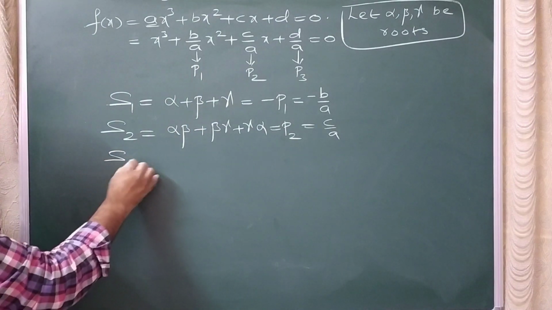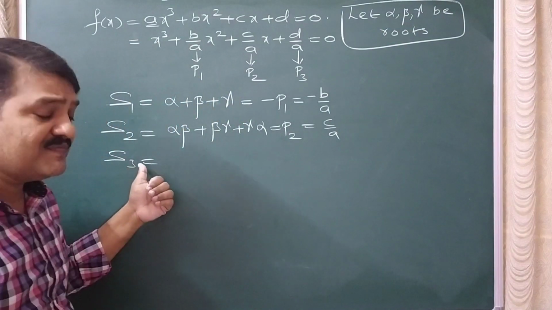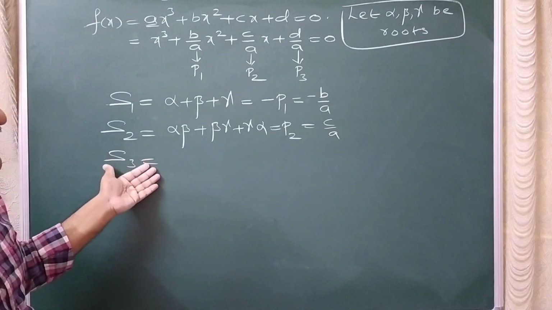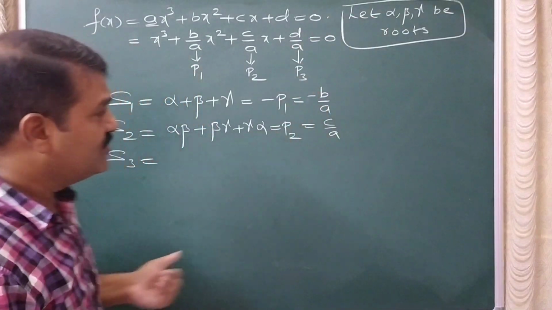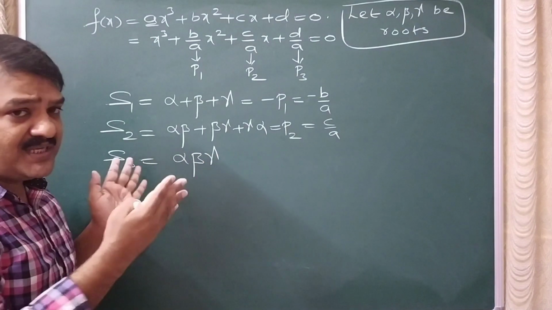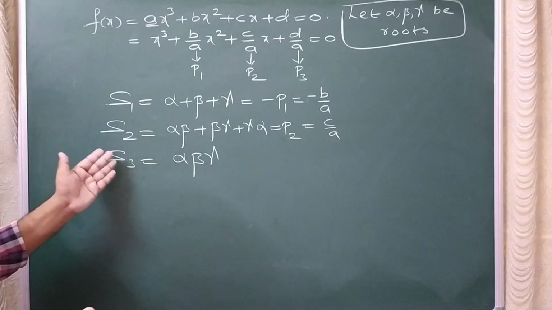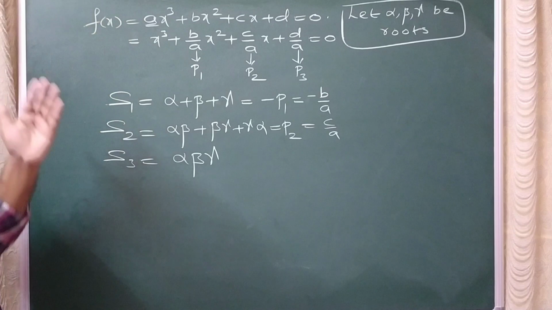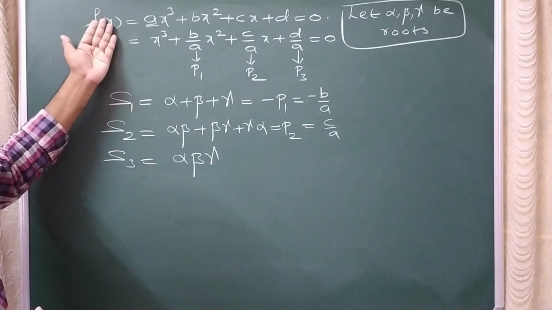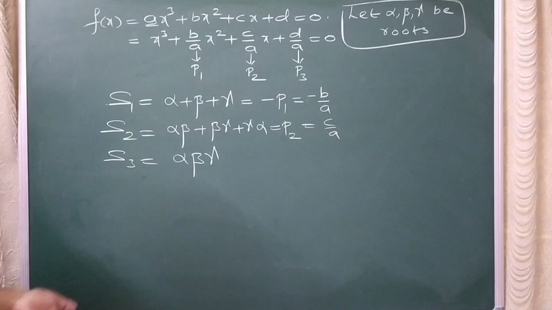S3, you have only 3 roots. S3 is the sum of the products of the roots taken 3 at a time. Taken 3 at a time means you have only 3 roots, so you will get the product of the roots only. This is possible. So S3 is the product of the roots. So when a cubic equation is taken, S3 becomes the product of the roots. When a 4th degree equation is taken, S4 becomes the product of the roots.